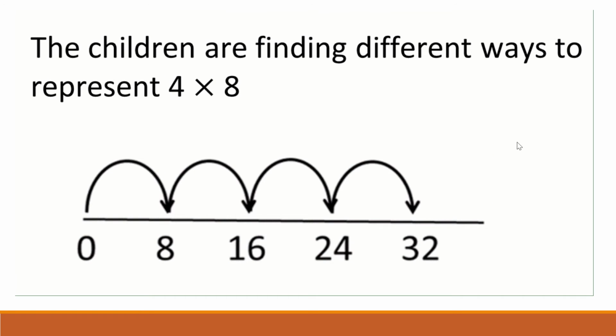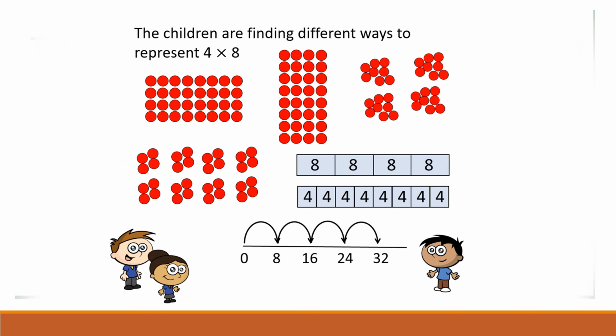And in this example you can see they have used a number line to represent 4 times 8, counting on in 8s. So 1, 2, 3, 4. And you can see 8, 16, 24, 32. So there are quite a few different ways to represent 4 times 8. Here you can see a quick reminder of all the different ways to represent 4 times 8.